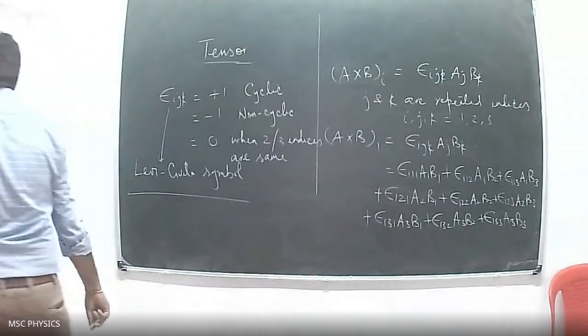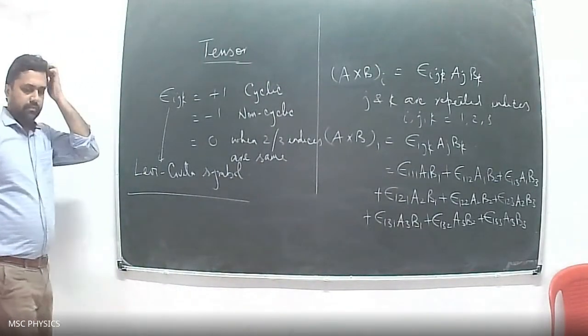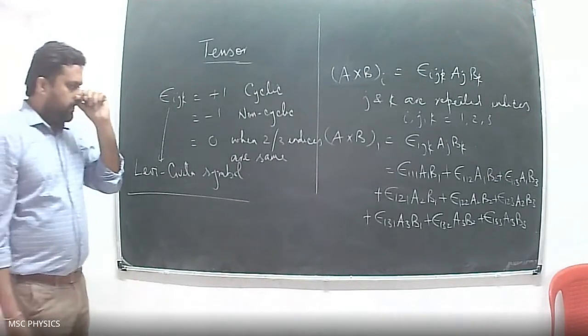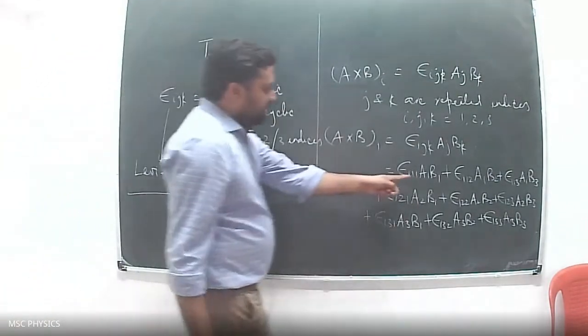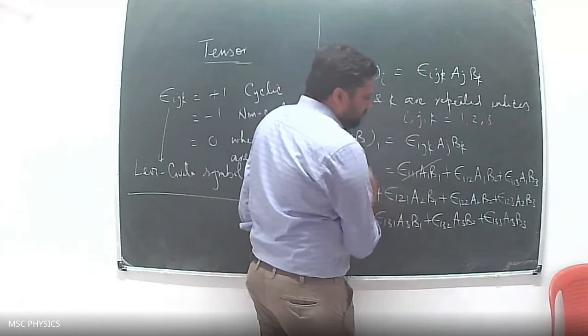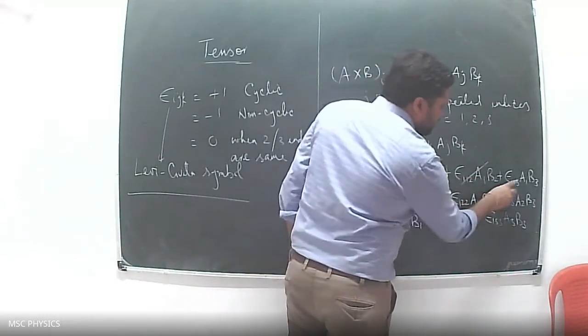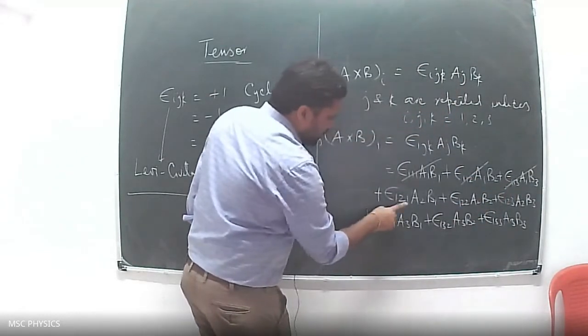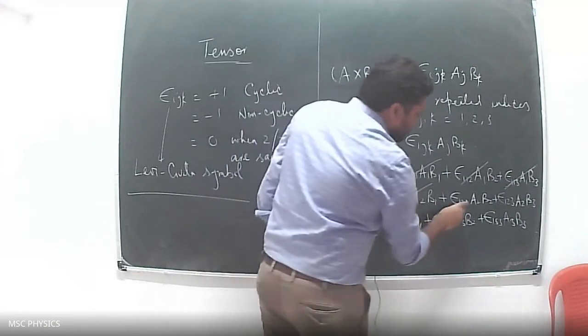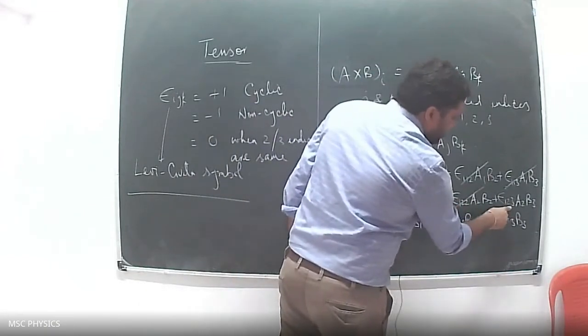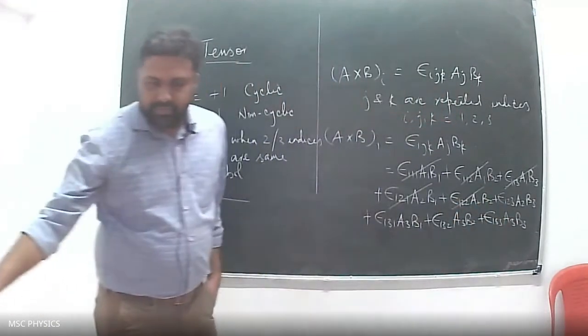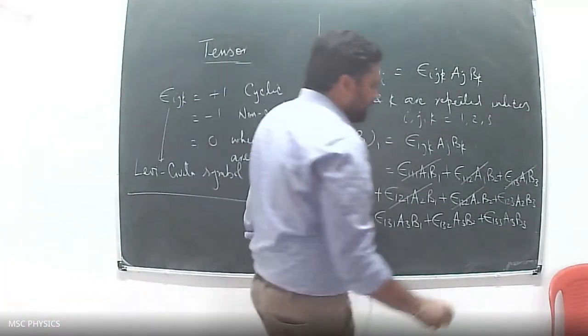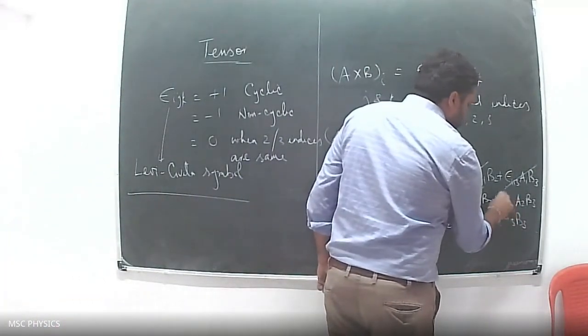These are the 9 components, 9 terms. And I know when the index is repeated, so here the sub index repeats, this will be 0, this is 0, this is also 0. 1 2 1 repeated, 0. 1 2 2, 0. 1 2 3, so this will give you 1 because they are in cyclic order 1 2 3. So you will put plus 1 here.